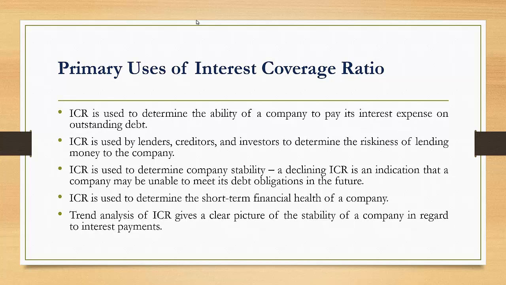Let's have a look at the primary uses of interest coverage ratio. Interest coverage ratio is used to determine the ability of a company to pay its interest expense on outstanding debt. It is used by lenders, creditors, and investors to determine the riskiness of lending money to the company. It is used to determine the company's stability, and also the short-term financial health of a company. Trend analysis of interest coverage ratio gives a clear picture of the stability of a company in regard to interest payments.